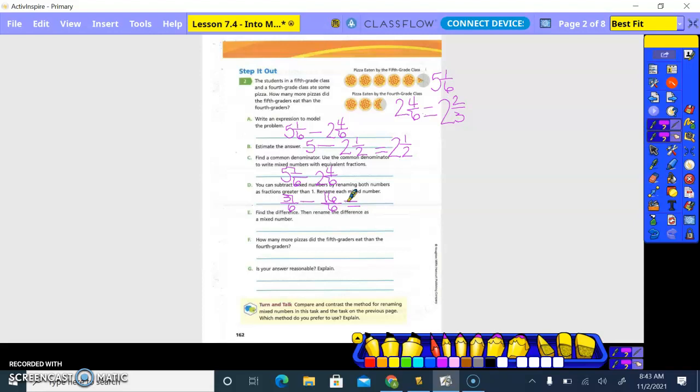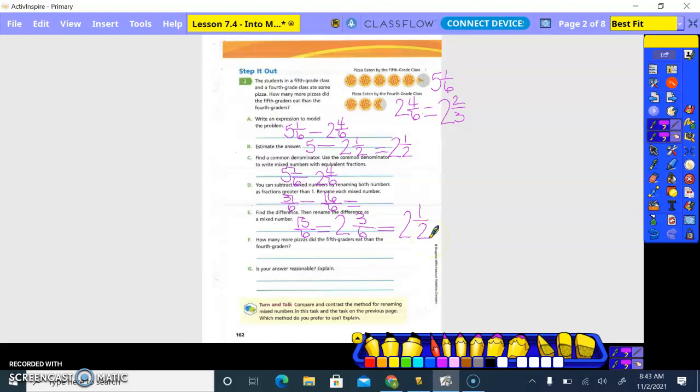15/6, which equals... so how many times does 6 go into 15? Twice. So 2 times 6 is 12. So 15 minus 12 is 3. So 2 and 3/6, which also equals 2 and 1/2.